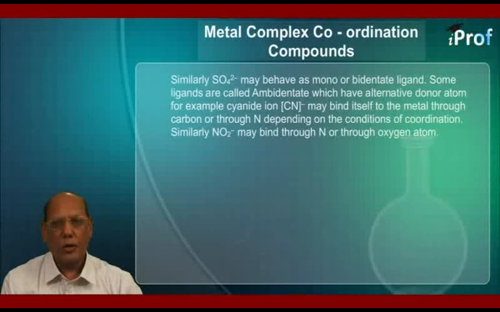Some ligands are called ambidentate, which have alternative donor atom. For example, cyanide ion may bind itself to the metal through carbon or through nitrogen, depending on the conditions of coordination. Similarly, NO2 minus may bind through nitrogen or through oxygen atom.